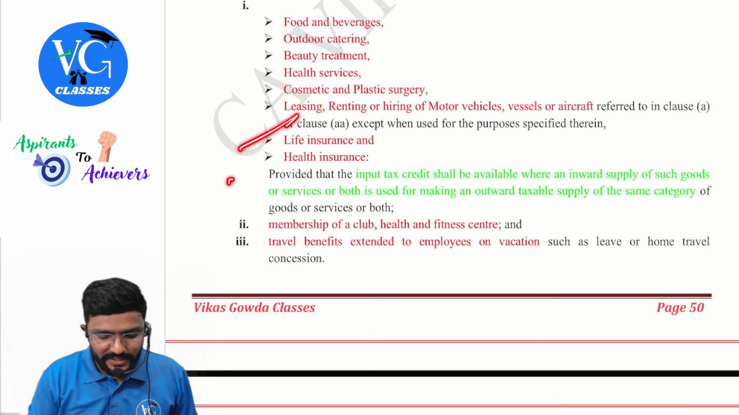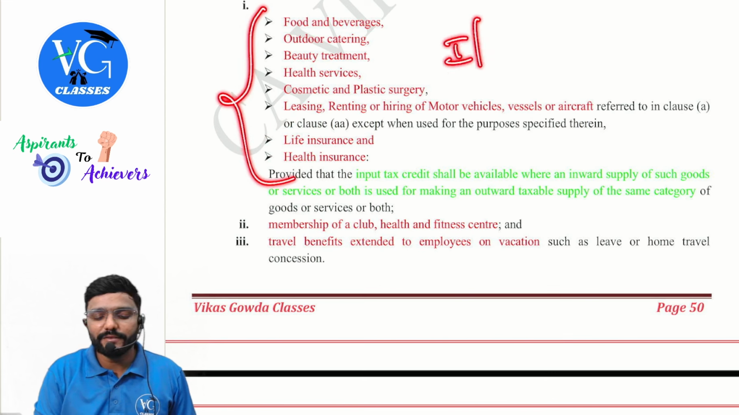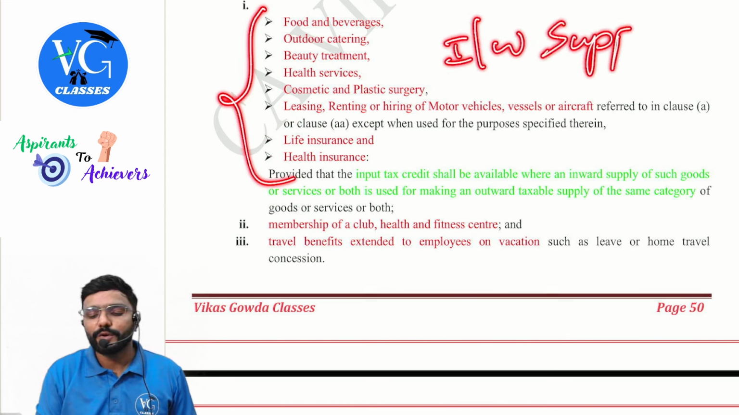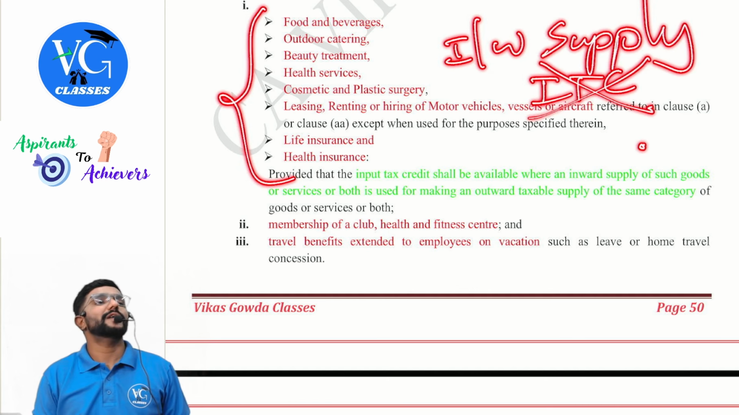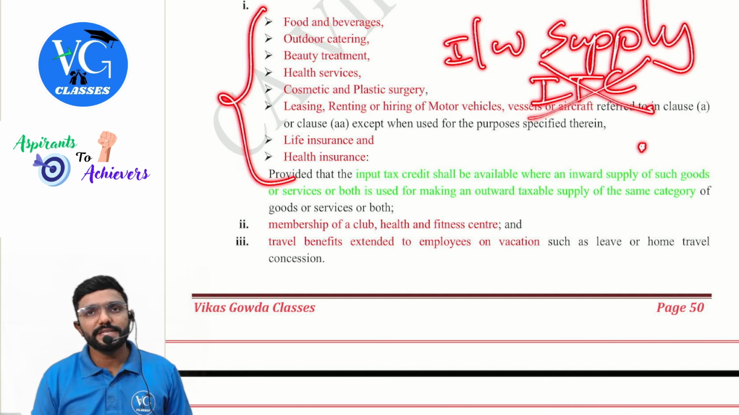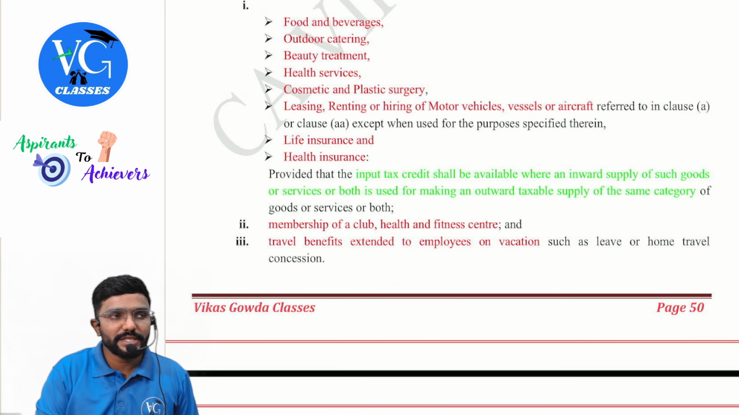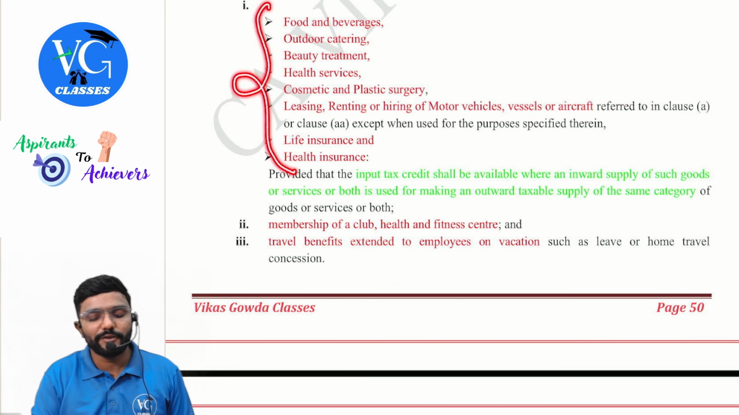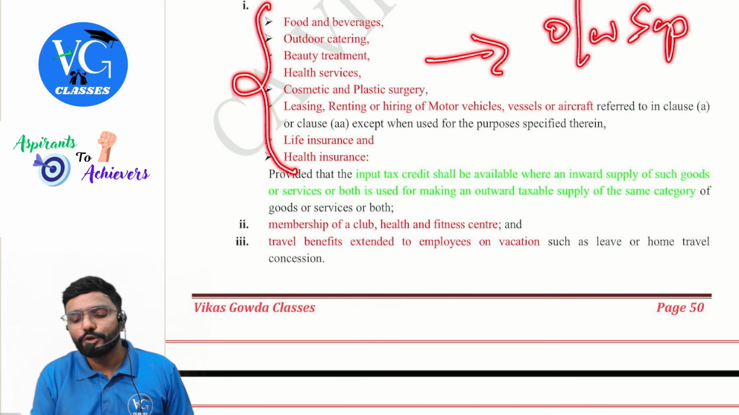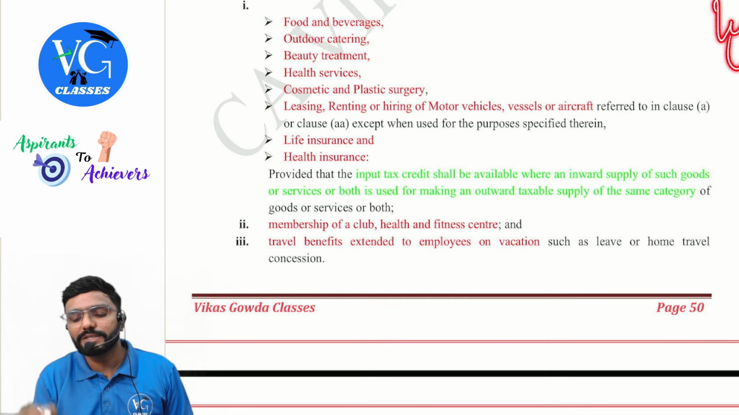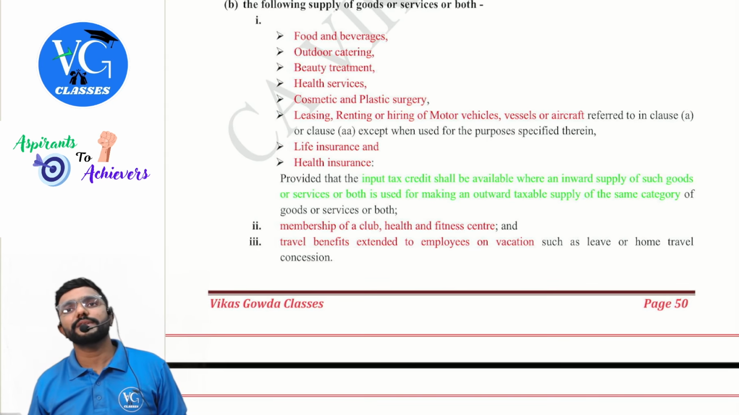Next, life insurance, health insurance. Guys, for this, if you have taken it as inward supply, ITC is not available. ITC is not available. But if you have taken the following to provide the same outward supply, guys, sir, can I claim the credit? Yes, I can claim the credit.